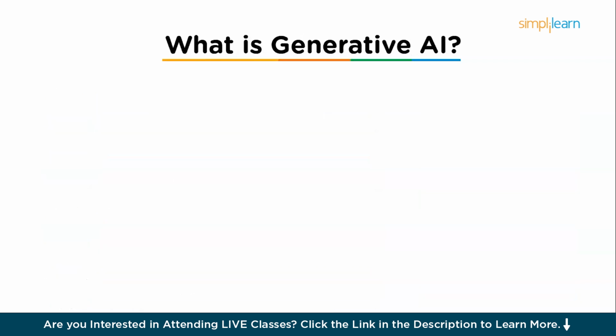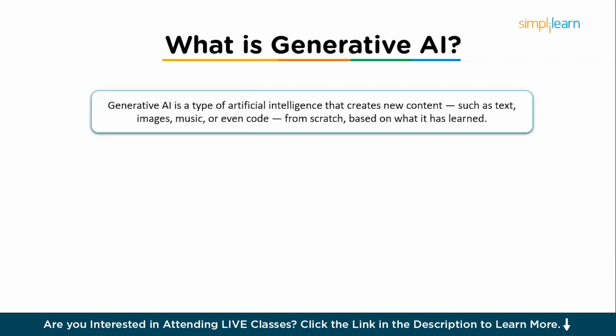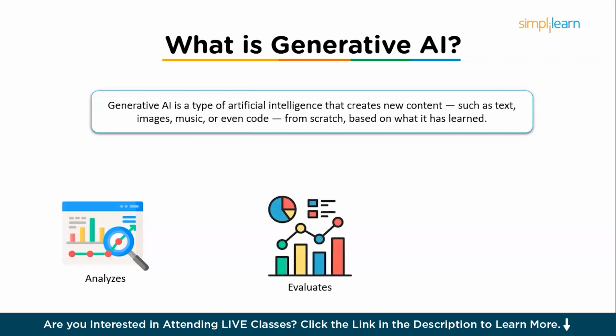So, let us begin with what is generative AI. Generative AI is a type of artificial intelligence that creates new content such as text, images, music, or even code from scratch based on what it has learned. Unlike the traditional AI, which just analyzes or classifies data, like recognizing faces or recommending products, generative AI creates. It's like the difference between a judge and an artist. One evaluates and the other one imagines and produces.